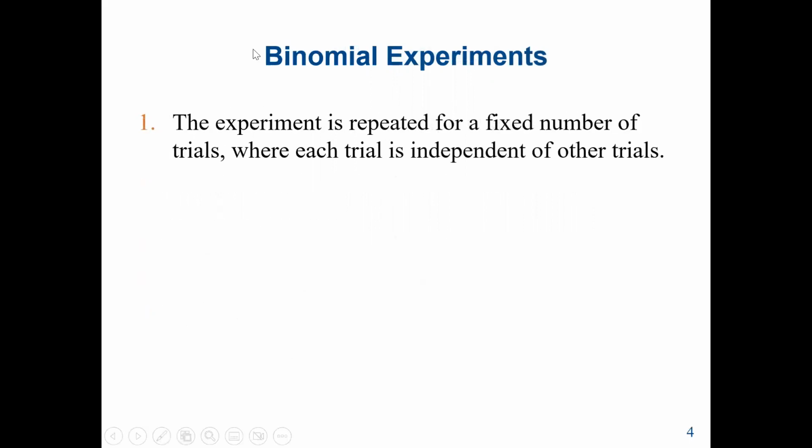So first, we start with the conditions for a binomial experiment. The first condition said the experiment is repeated for a fixed number of tries, where each try is independent of other tries. So the first try cannot determine the next or the second try. And also, the experiment is repeated for a fixed number of tries.